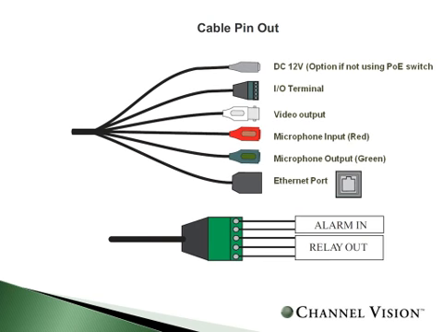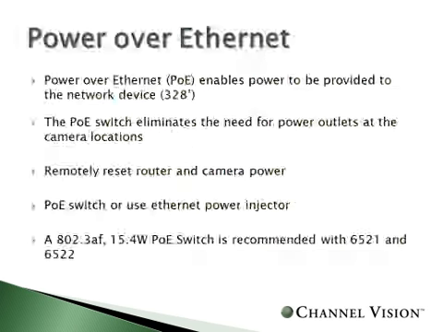The choice is yours. Speaking of Ethernet port, we talked a little bit about power over Ethernet, and what does that mean for you? Well, power over Ethernet does enable you to provide power to the camera remotely up to 328 feet away. The PoE switch does eliminate the need for power outlets at the camera location, and many PoE switches do allow you to remotely reset the router and your camera's power. Alternatively, you can use a PoE injector with the system as well.